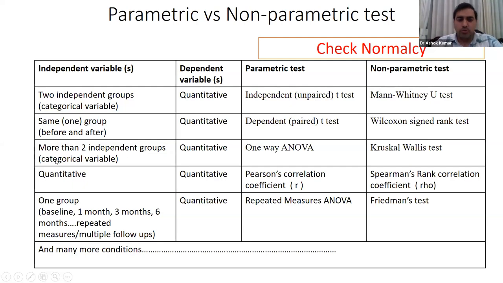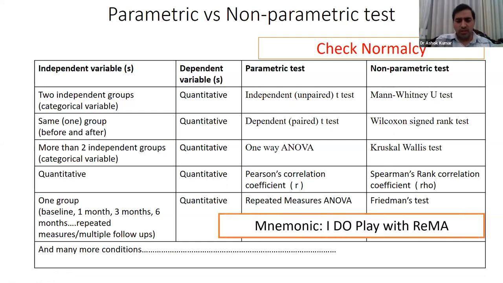If more than two groups, for example, group 1 control, group 2 treatment A, and group 3 treatment B, there are three groups, more than two groups, and the dependent variable is quantitative, for example hemoglobin, systolic BP, creatinine, whatever. If this quantitative variable is normally distributed, we should go for one-way ANOVA, otherwise Kruskal-Wallis test. And about quantitative correlation, Pearson and Spearman, we will discuss tomorrow. I leave it. Also repeated measures ANOVA we will discuss tomorrow.